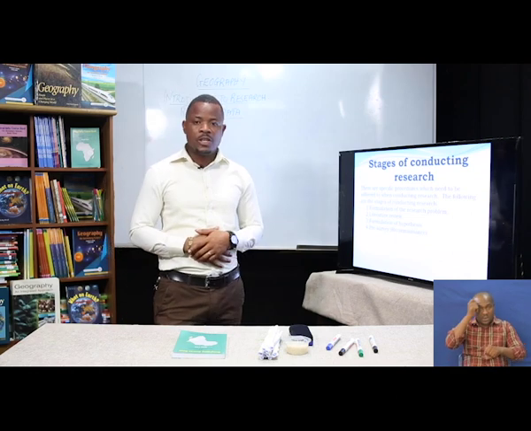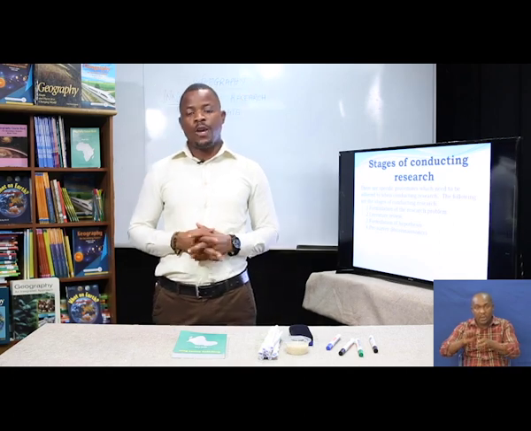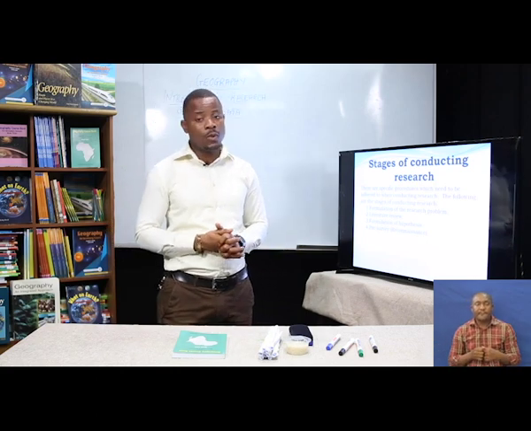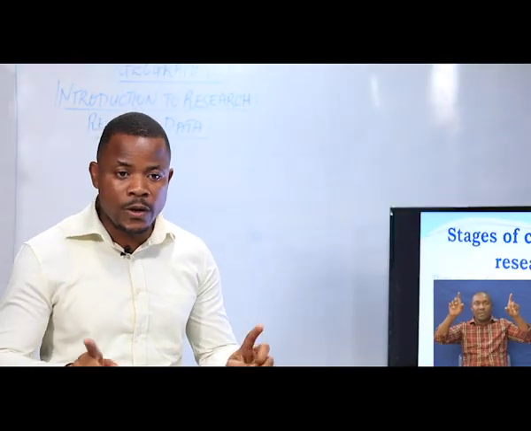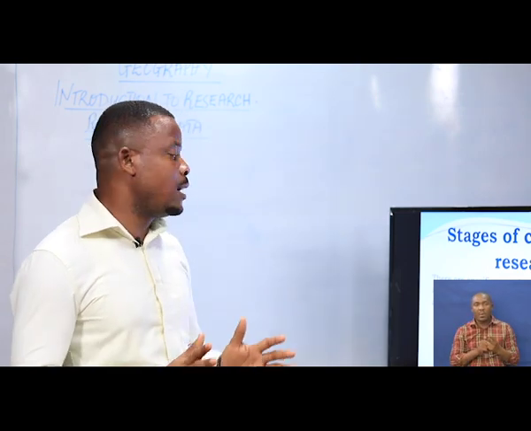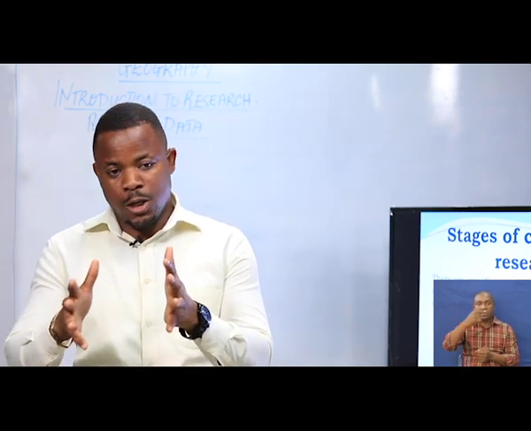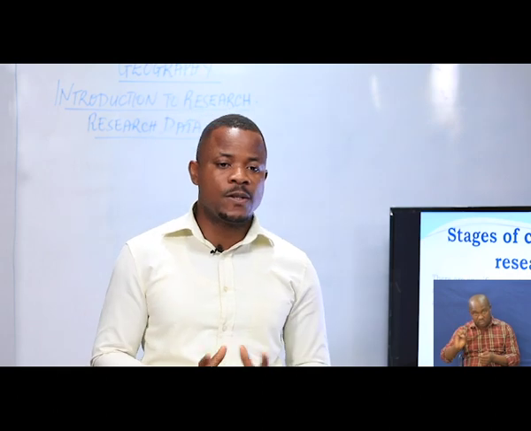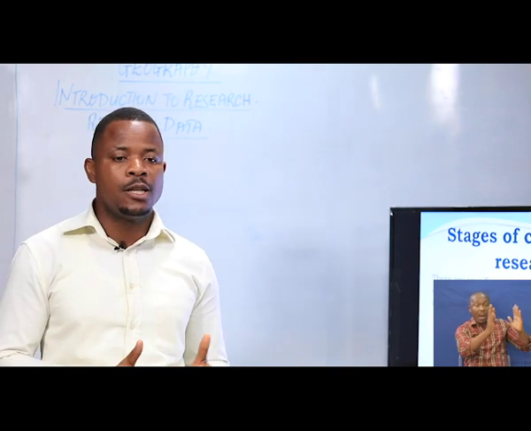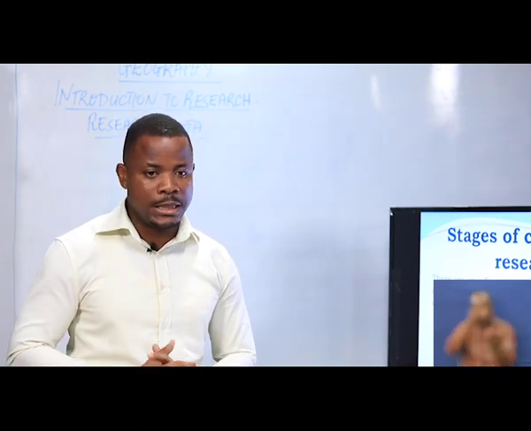The first stage is formulation of a research problem. Others call it identification of the research problem. You must identify a research problem so that you can conduct research on that type of title or problem. No problem, no research. The second stage is literature review. After you have identified your problem, you have to go in and read books and other written sources like journals, magazines, newspapers, and other written sources so as to get more information on the problem you have identified or formulated.